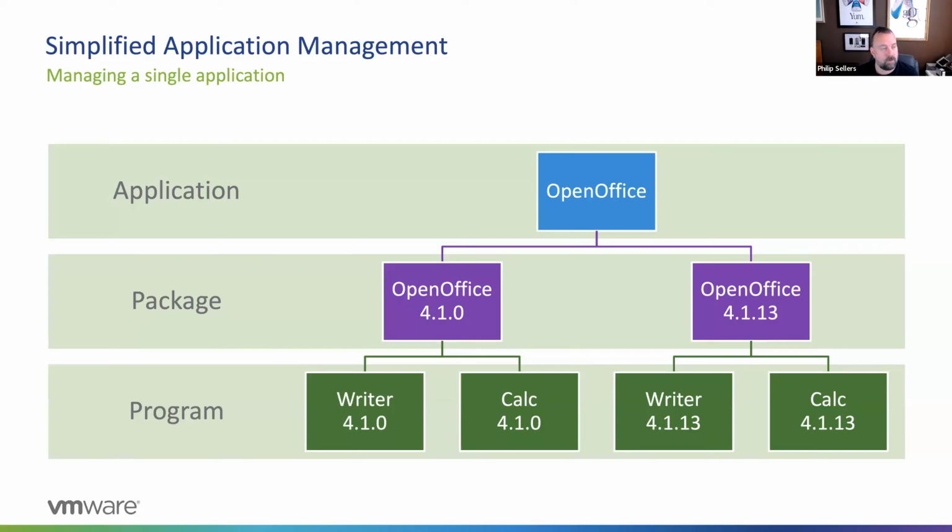Now, say 4.1.13 has some serious bug in it and you need to roll back. Well, the beauty of this is you're not going back to snapshots, you're not going back to your master image. You can simply go back to the app volumes console, click on 4.1.0, click current on it, and now everyone who logs in from that point forward goes back to the previous version. It makes rollback extremely simple.